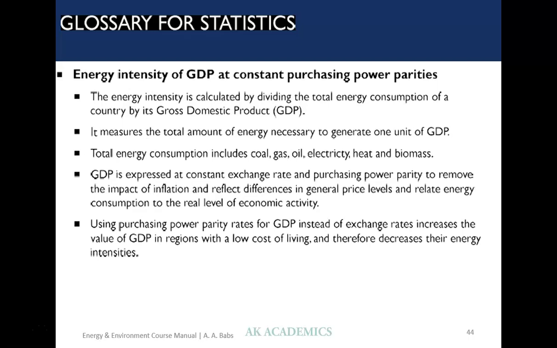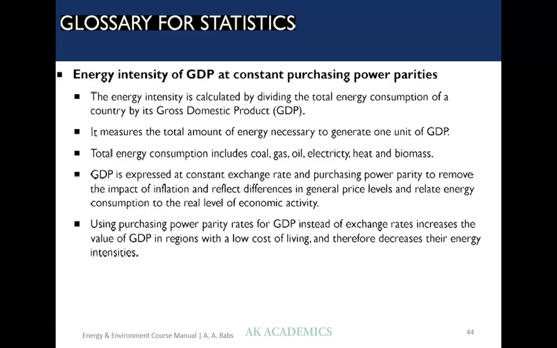Then we should also look at energy intensity of gross domestic product, constant purchasing power parities. The energy intensity is calculated by dividing the total energy consumption of a country by its gross domestic product. It measures the total amount of energy necessary to generate 1 unit of gross domestic product. Total energy consumption includes oil, coal, gas, electricity, heat, and biomass.